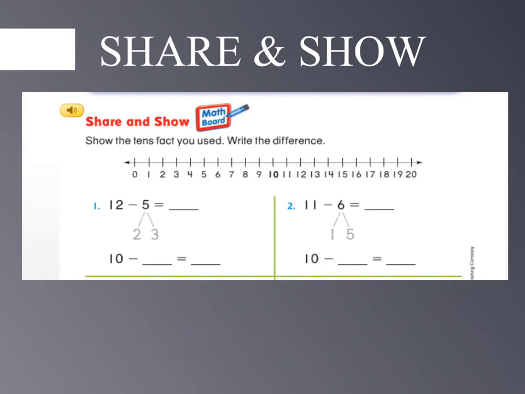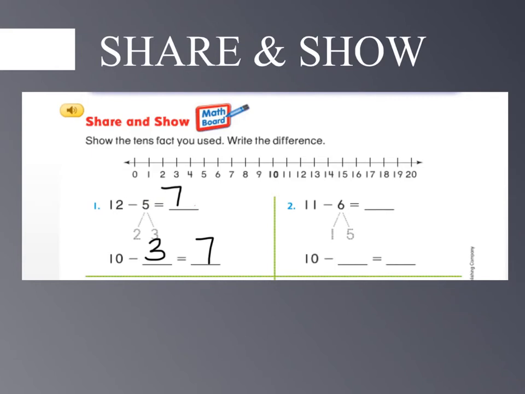It's time again to show what you know. So get those pencils and those papers ready. Let's start with number 1. We have 12 minus 5. Go ahead and pause the video. Try to work this problem out using the number line and using the strategy we learned with 10 facts. If your answer looks something like this, you're correct. Let's work this one out together.